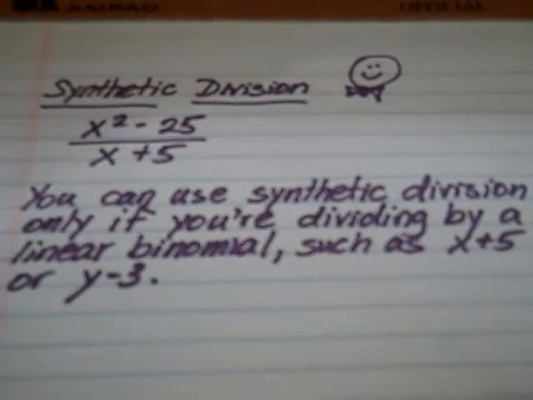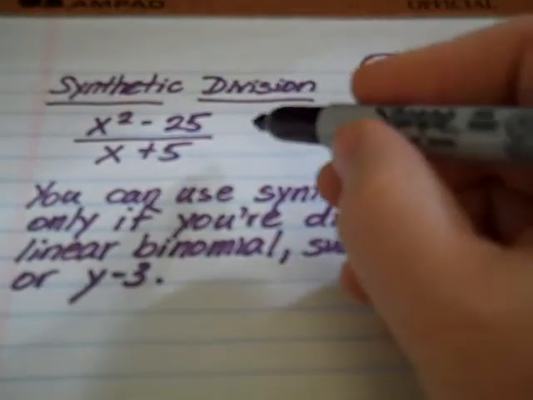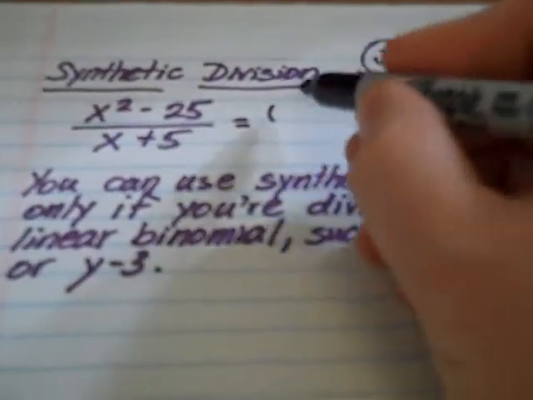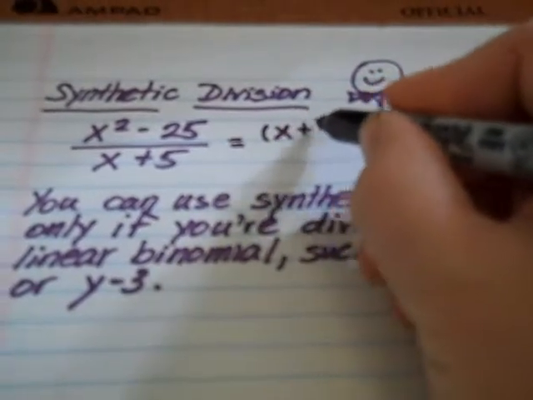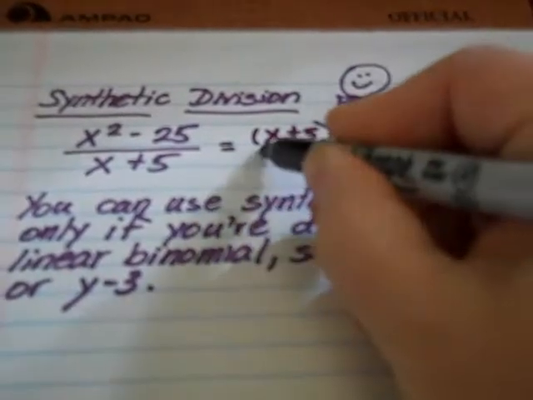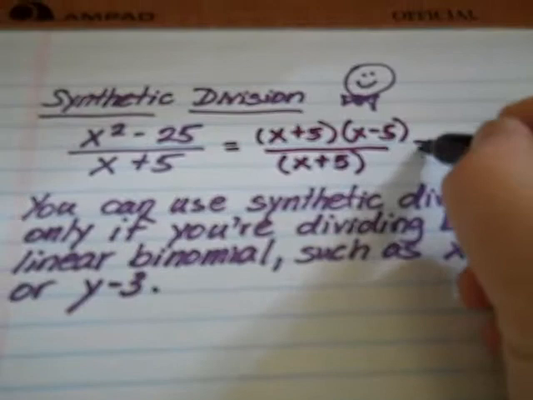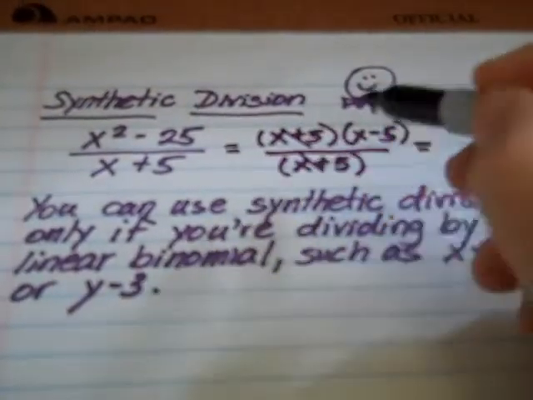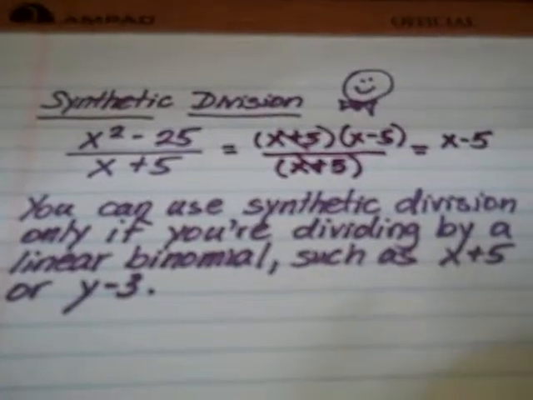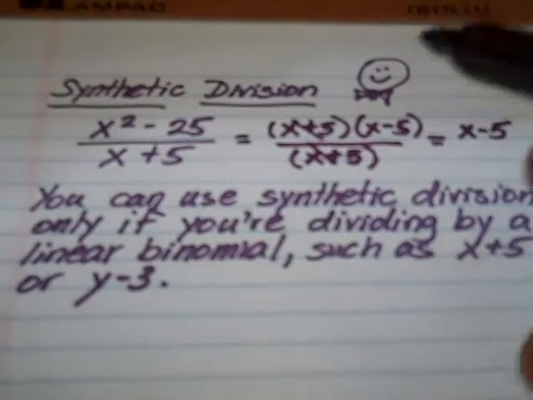or y minus 3. So we start with the numerator here, which is a quadratic, and it's a difference of squares, right? So you know already by factoring that would be x plus 5 times x minus 5, and simply by crossing out factors, this is a very basic problem, you'll see that you can cross out x plus 5 on top and bottom and get x minus 5. So we know the answer by factoring, but let's confirm this answer with synthetic division.